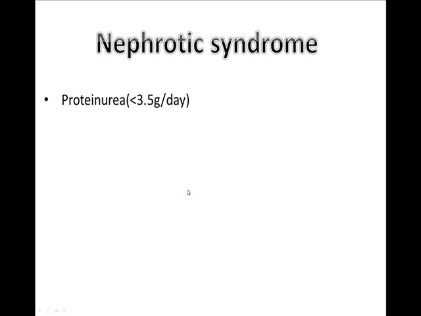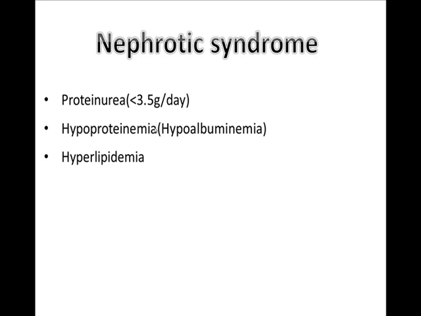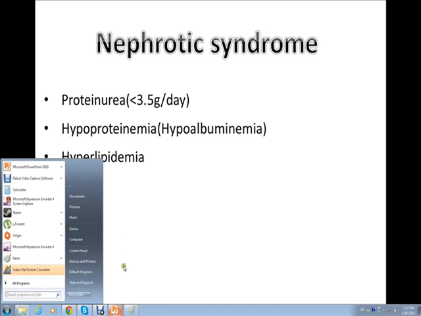So the main idea behind nephrotic syndrome is that the injury to the glomerulus is so severe that proteinuria is more than 3.5 grams per day. Now, as a result of the proteinuria, of course we have loss of protein in our blood, so this will result in hypoproteinemia or hypoalbuminemia. Because of the severe loss of albumin, we have hypoalbuminemia. Hyperlipidemia. Let me explain to you this concept.